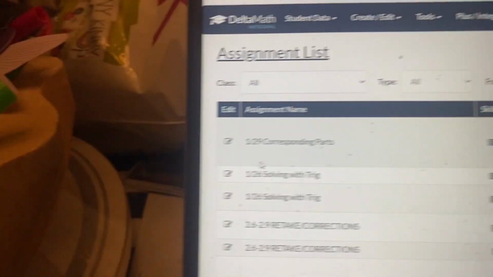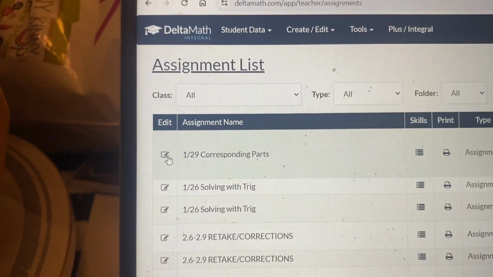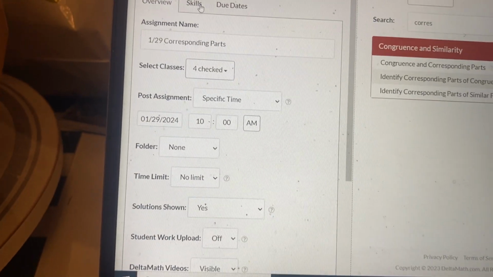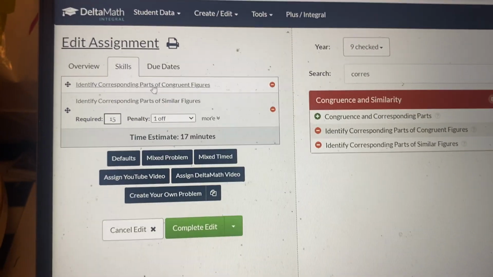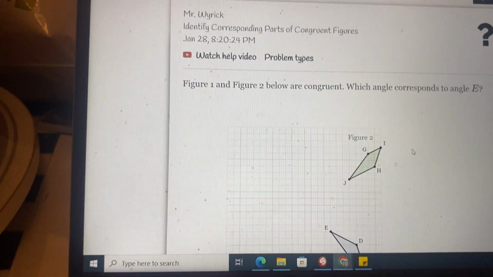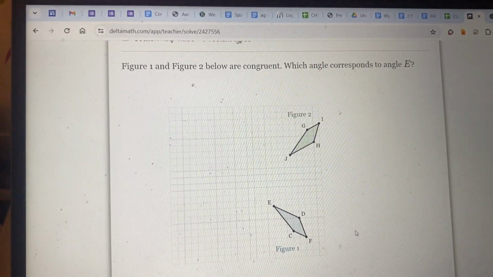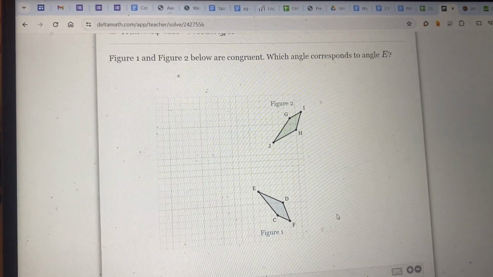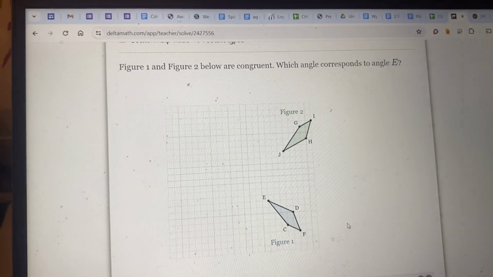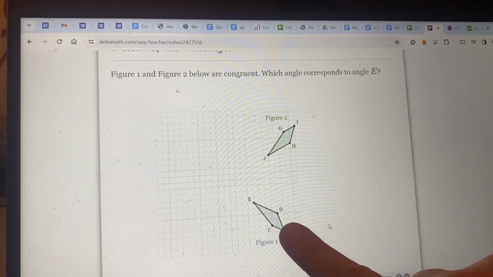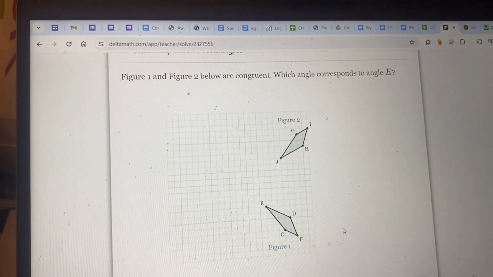Your assignment is going to be in Delta Math. It's called 129 corresponding parts. I'm going to come in here and look at it. It's scheduled, so it won't show up for you for a while. But when we look at the corresponding parts of congruent figures, it's going to give you ones like this. They should be exactly the same. So you can see it's maybe been rotated, it's maybe been flipped. In this case, it has been flipped and moved over.